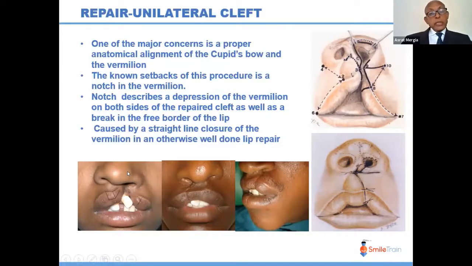So the known setback of this procedure is a notch in the vermilion. The notch is described as a depression of the vermilion on both sides of the repaired cleft, as well as a break in the free border of the lip. And with straight line closure, I am certain that it's very difficult to avoid notching in these patients.